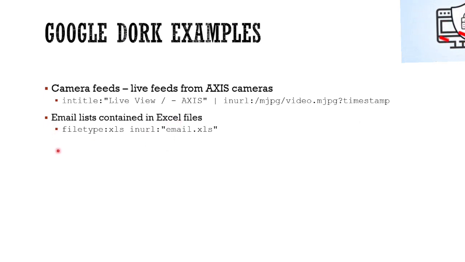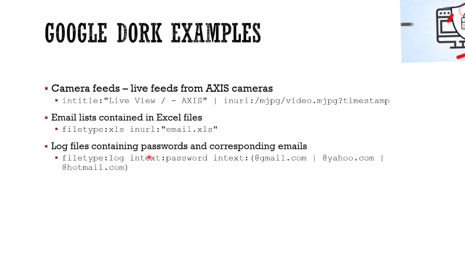This one, we're looking for log files that might contain passwords and corresponding emails. So the file type is log. And then in the text has to be the word password. In the text also can be at gmail.com or at yahoo.com or at hotmail.com or whatever one you want to put in. Let's look for FTP servers that might contain sensitive information.